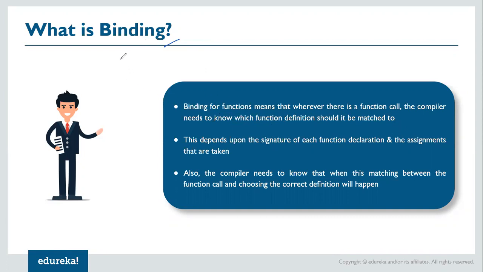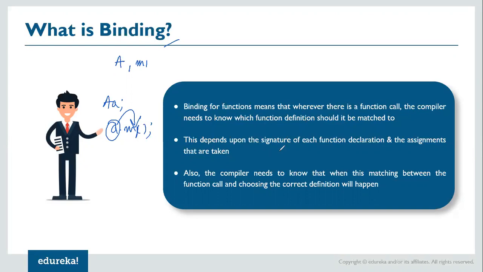So let's say you have a class A, and it has a method m1. If you say a and then a dot m1, you can call the method like this. Now this is called binding, meaning that the compiler knows that for this particular object, this method is supposed to get called. So the compiler needs to know which function definition it should be matched to.